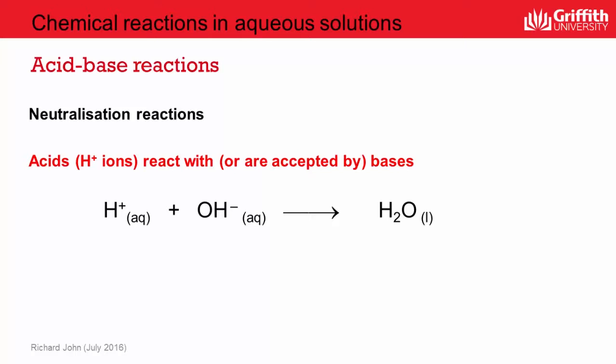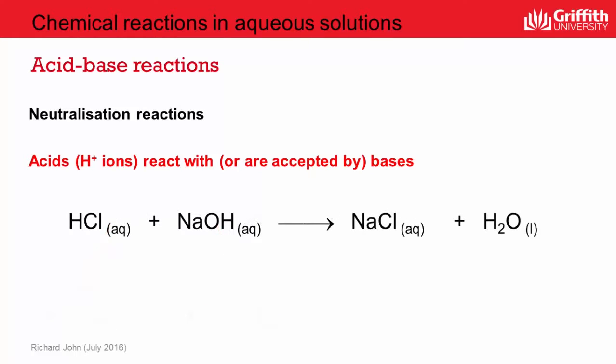Now, we can't just have a source of H+ ions by itself. That's impossible. And we can't just have a source or a solution of OH- ions either. So the source of the H+ ions has to come from some form of acid, for example, hydrochloric acid. And the source of hydroxide ions has to come from some sort of base, for example, a solution of sodium hydroxide. So we can rewrite this chemical equation here. HCl, hydrochloric acid, plus NaOH, sodium hydroxide, react to produce sodium chloride and water.